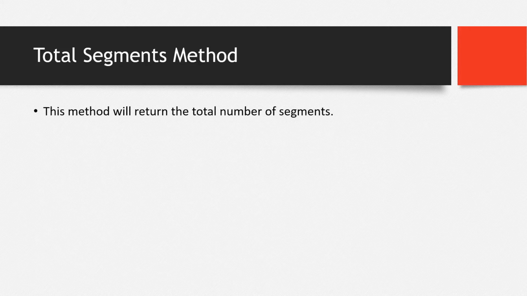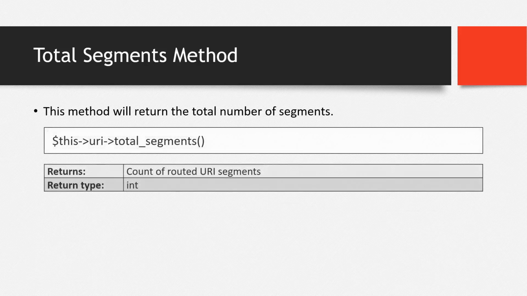Okay. Next is total segments method. This method will return the total number of segments. Okay, so ito yung syntax. This URI, total segments. Okay, then the returns will be the count of the routed URI segments. Then the return type will be integer.